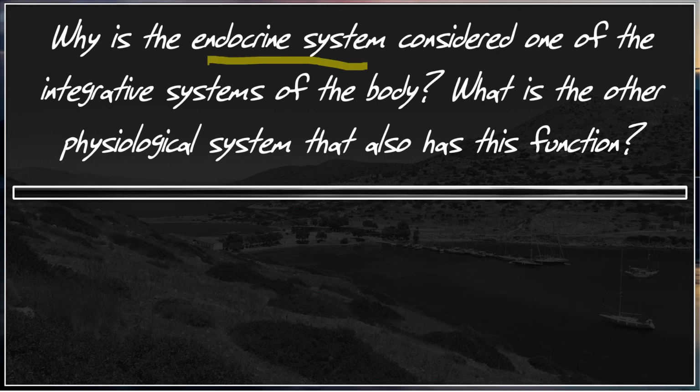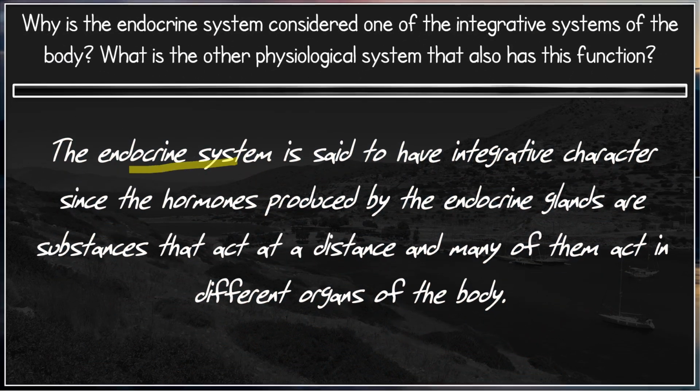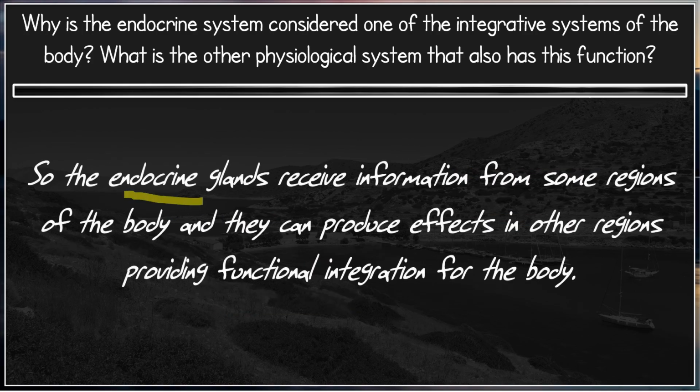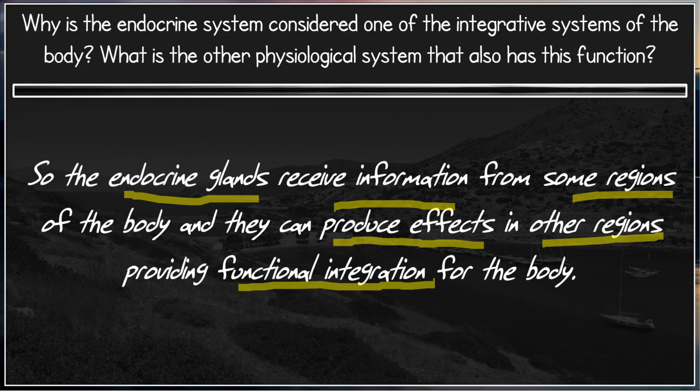Why is the endocrine system considered one of the integrative systems of the body? What other physiological system also has this function? The endocrine system is said to be integrative since hormones produced by the endocrine glands are substances that act at a distance, and many of them act in different organs of the body. So the endocrine glands receive information from some regions of the body and can produce effects in other regions, providing functional integration of the body.